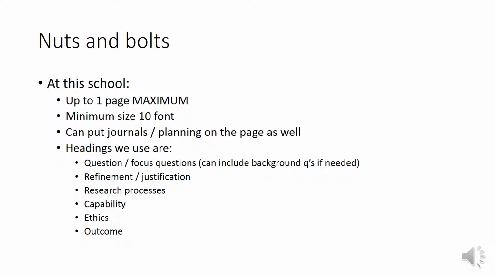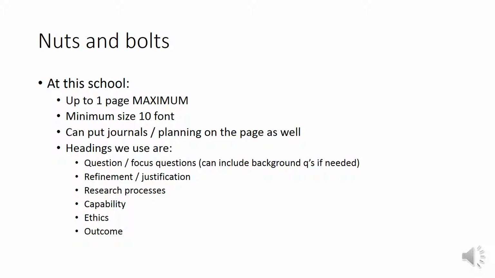What we do need you to do, though, is have some pretty good focus questions so you can start researching. You might have already done some background questions, some things you needed to know before you could really think about your topic, and you might want to put them on there as well to show us what you've done. Just make sure you clearly label them.